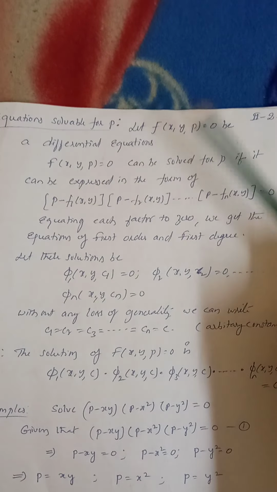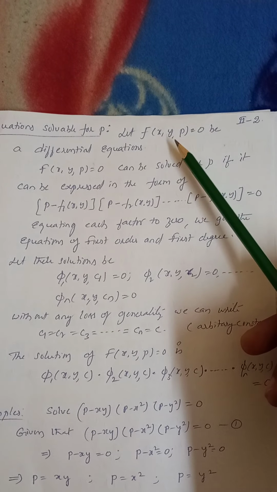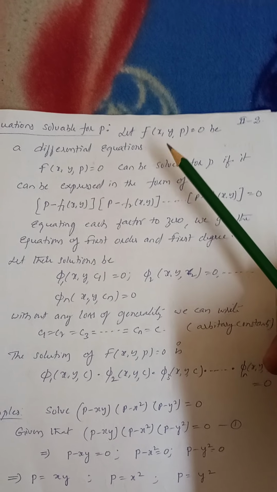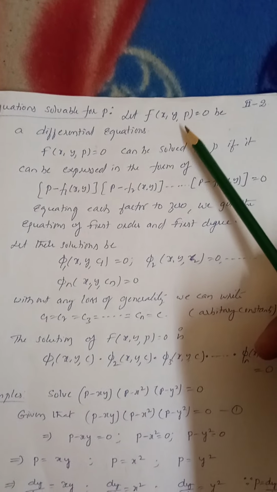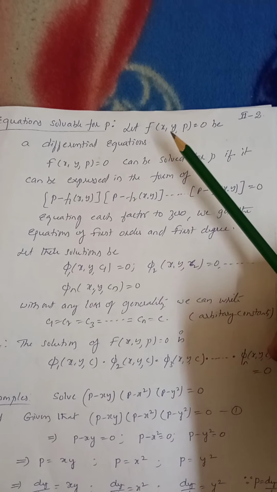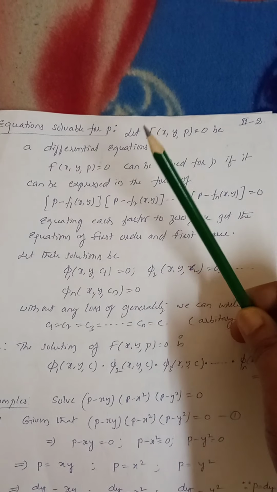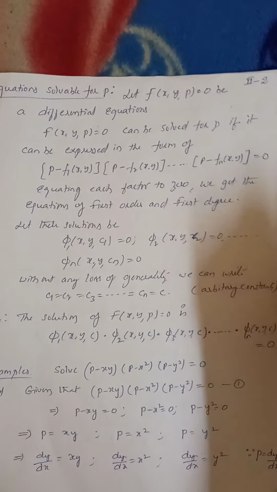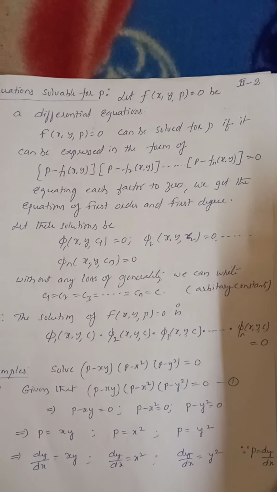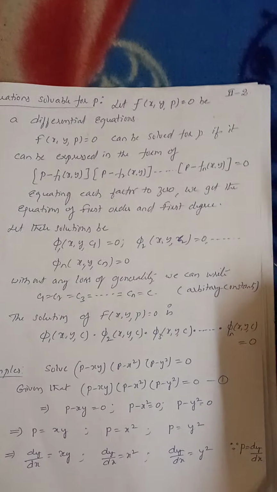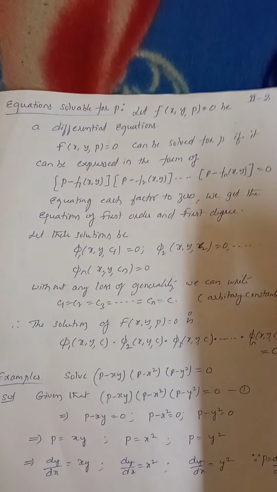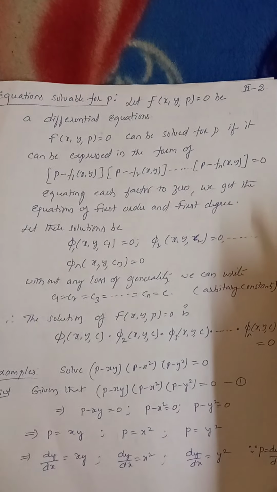To solve this equation, first of all, the given equation can be factorized, right? We have to factorize the given differential equation. Factorization means, suppose ax square plus bx plus c is equal to 0 is a quadratic equation. Now if you want to solve this equation, how are you going to do it? We have to factorize it, right?